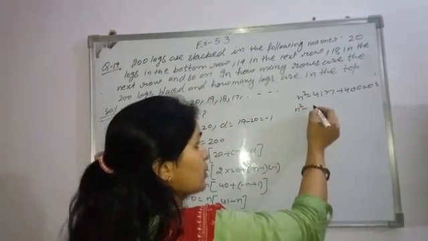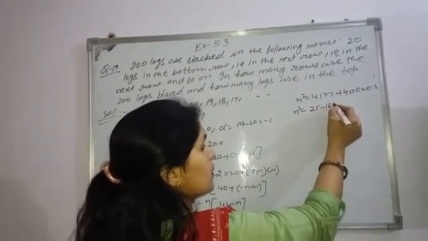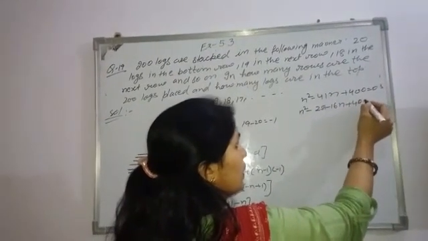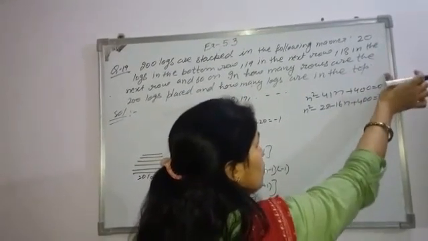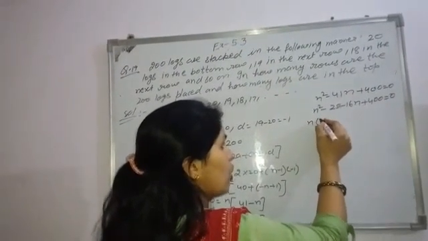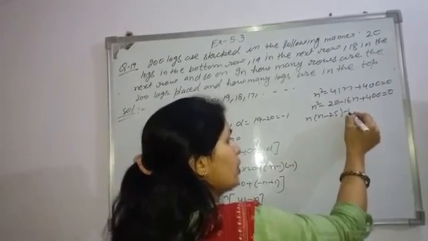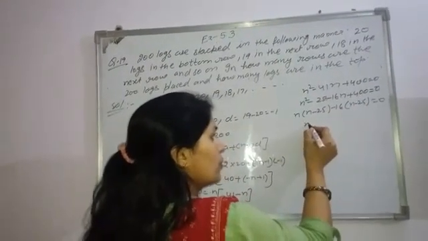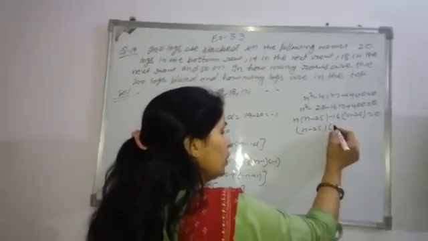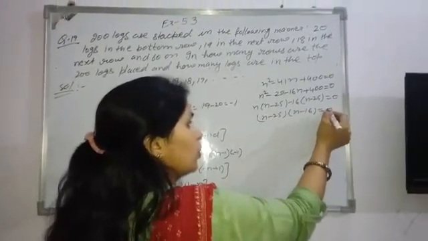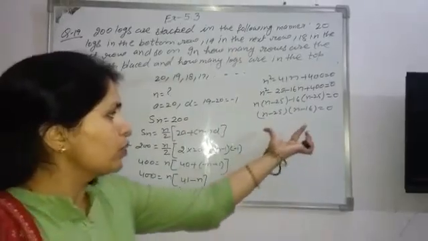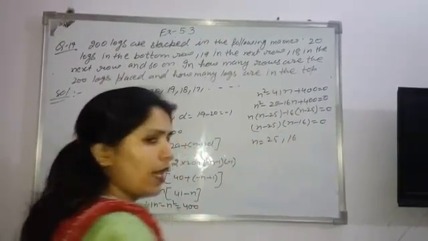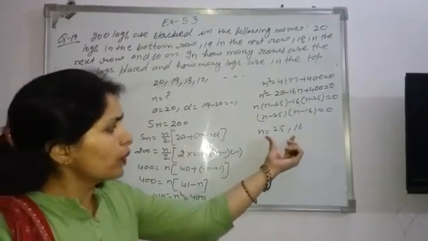Now we want to find the factors of this quadratic equation. We split 41 into 25 and 16, so n square minus 25n minus 16n plus 400 is equal to 0. Taking n common and then minus 16 common, we get n minus 25 into n minus 16 equal to 0. From these two factors we obtain n equal to 16 and 25.